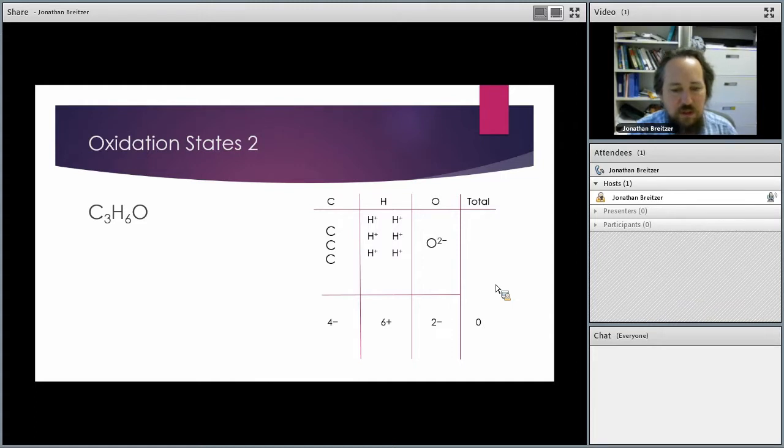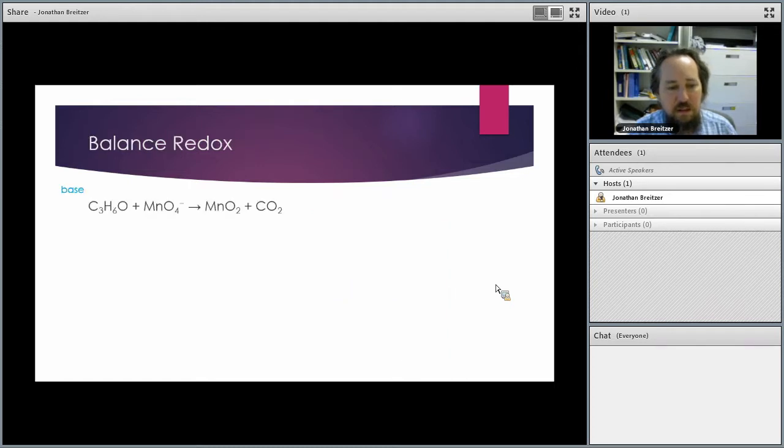Now that we know this, we can use this to balance a redox equation. Let's try one. So this is the C3H6O with the MnO4 minus, and this is going to go to MnO2 and carbon dioxide. It's a redox equation, but it may not be obvious at first which is actually being reduced and which is being oxidized. But there's a series of steps that we'll use, and we'll go through it step by step.